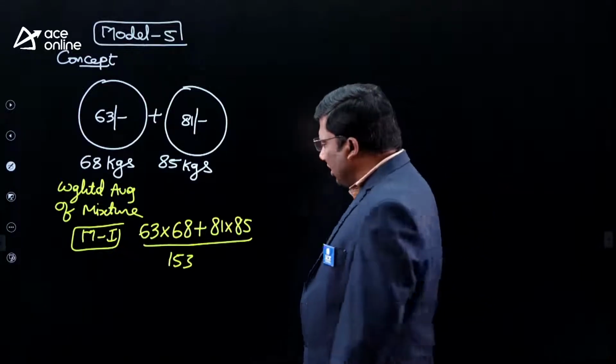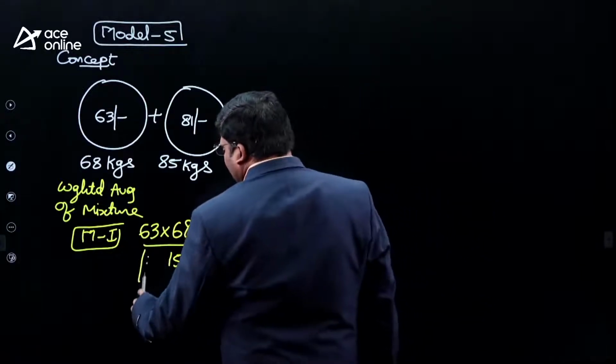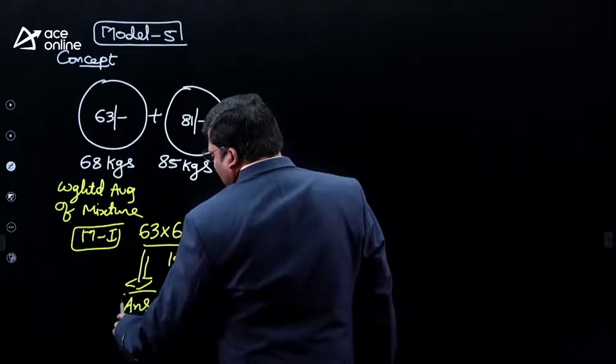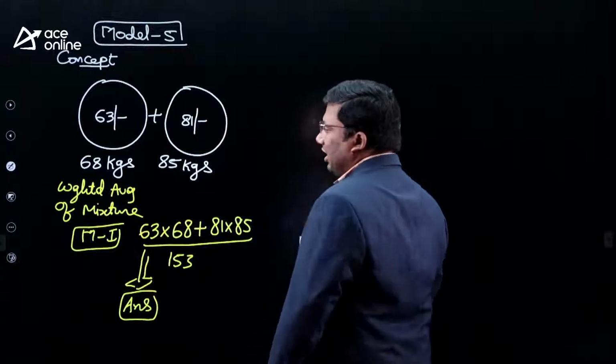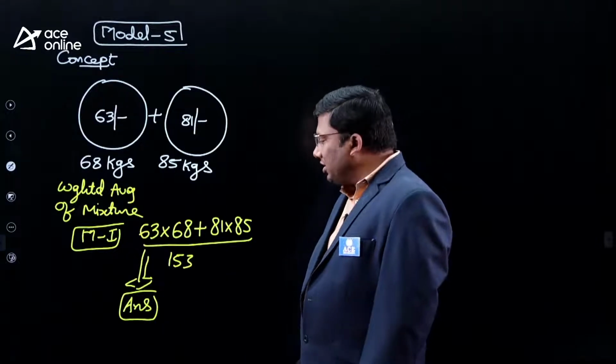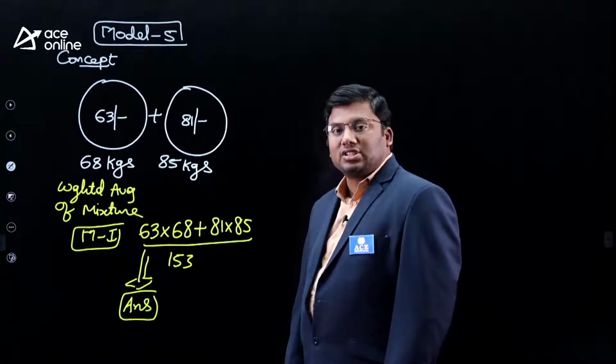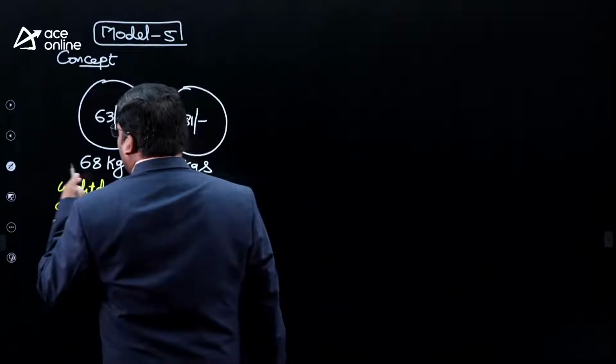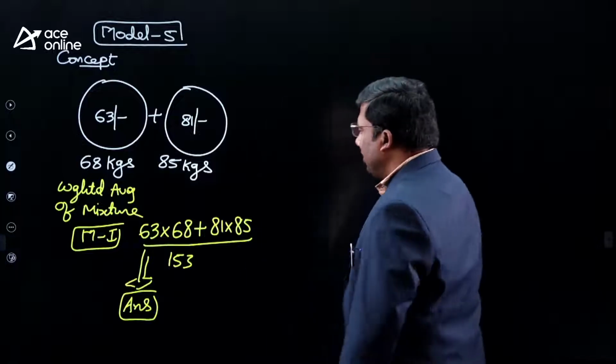Till here it is clear. You calculate it and you will get the answer. This is what some of the students will do: 63 into 68 plus 81 into 85 divided by 68 plus 85. This is one way to solve. Another way. Listen carefully. Method 2.